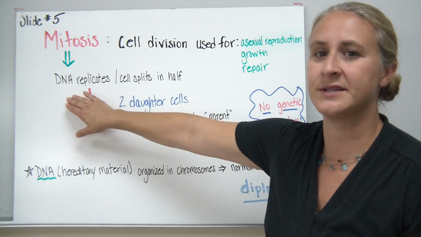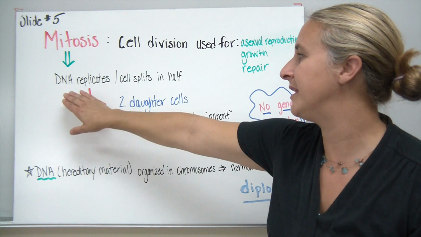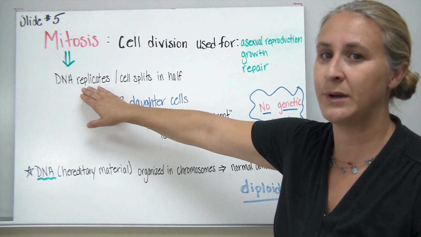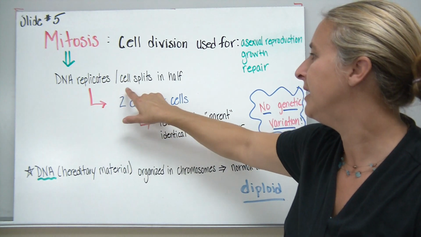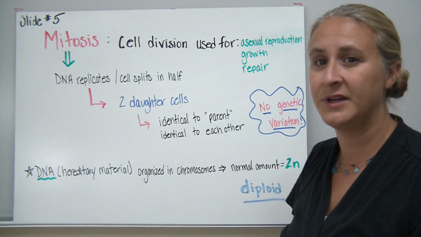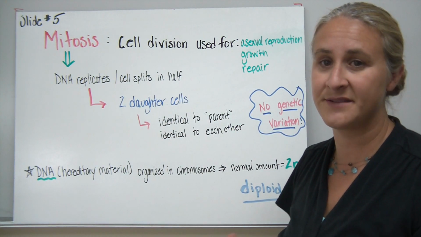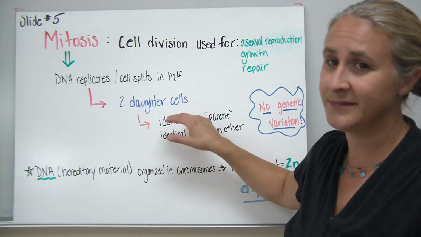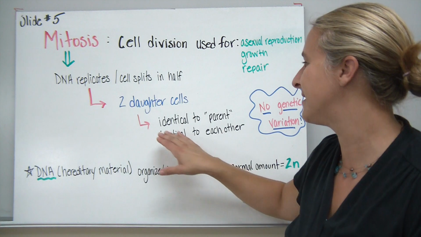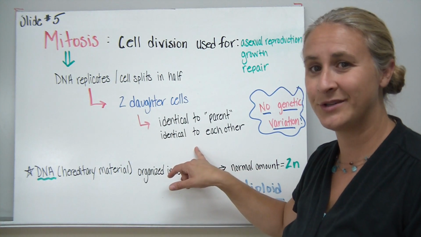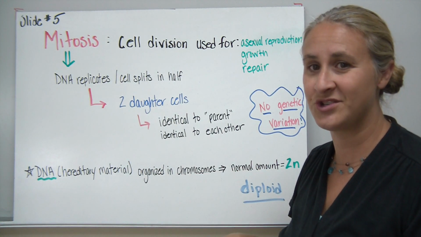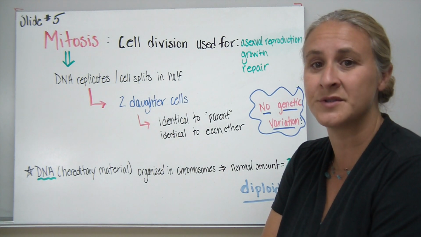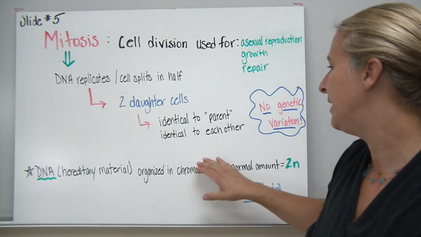So during mitosis, there's a couple of things that happen, but the main thing that we think about is that the DNA, or genetic information, is going to replicate, which means to copy, and the cell is going to split in half. It's going to divide up organelles and divide up the DNA into two daughter cells, they're called. Not son cells, but daughter cells. These daughter cells are identical to the parent and identical to each other. So if you would think of it as clones, these are natural clones.